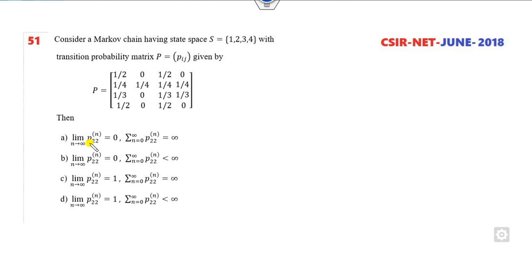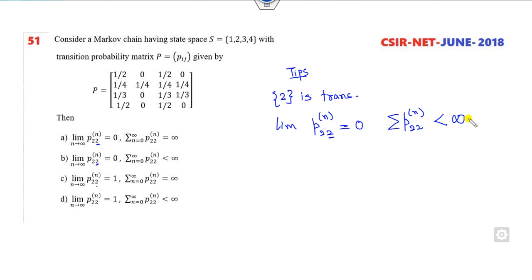Okay, again you can see the option, there is a limit and a sum. What is the meaning of that? Look at state 2, p22. If I prove this is transient, then p22 of n goes to 0, and the summation of p22 of n is finite. How can you prove it is transient? Look at the states 1, 2, 3, 4. There is only one column entry, p22, so p22 is nonzero, and the opposite is the same. So 2 is transient. If it is transient, this limit is 0 and the sum is finite. So equality is cancelled out, and 1 is cancelled out. So B is the right answer. That's a simple way you can check a transient state.